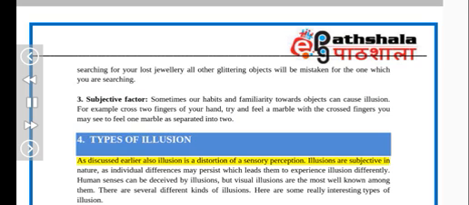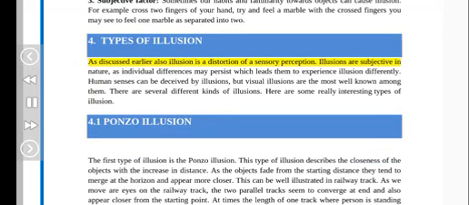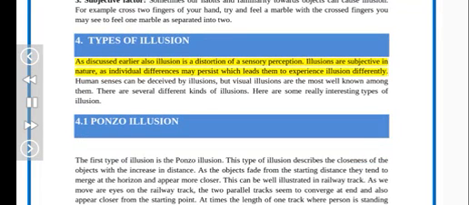4. Types of illusion. As discussed earlier, illusion is a distortion of a sensory perception. Illusions are subjective in nature, as individual differences may persist which lead people to experience illusion differently. Human senses can be deceived by illusions, but visual illusions are the most well known among them. There are several different kinds of illusions. Here are some really interesting types of illusion.